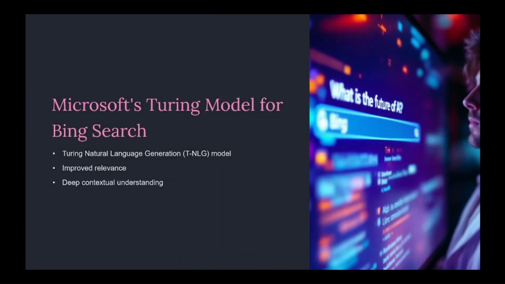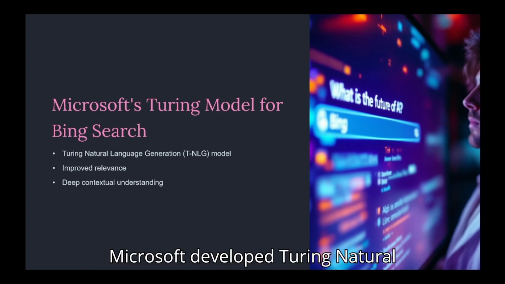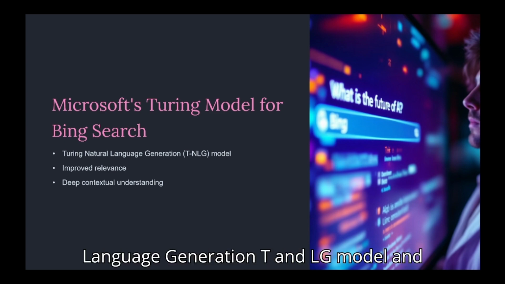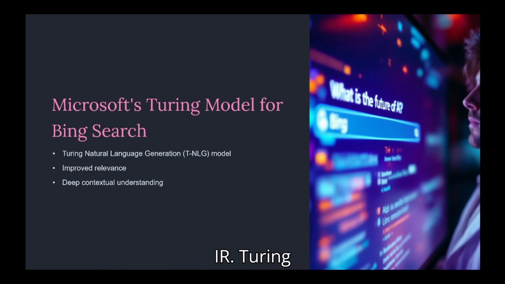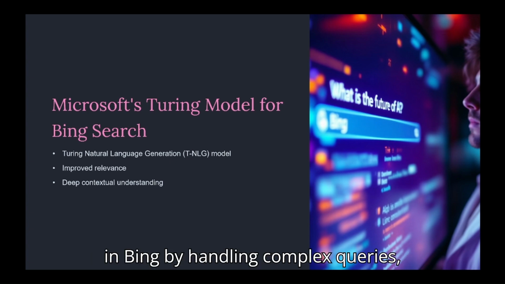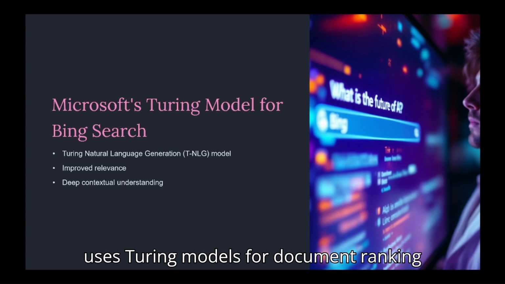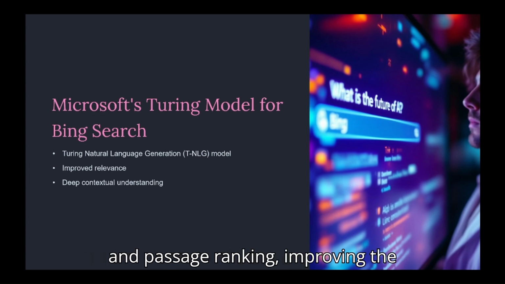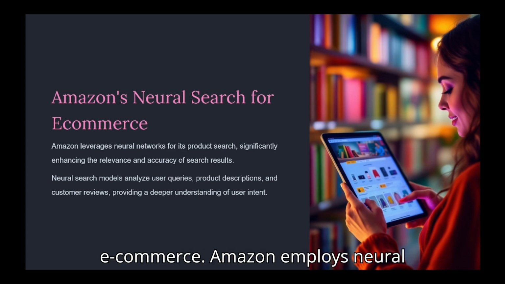The next is Microsoft's Turing model for Bing search. Microsoft developed a Turing Natural Language Generation (TNLG) model and integrated it into Bing search to improve IR. The Turing model significantly improved relevance in Bing by handling complex queries, providing a better contextual understanding. For example, Bing uses Turing models for document ranking and passage ranking, improving the accuracy of search results and user satisfaction.